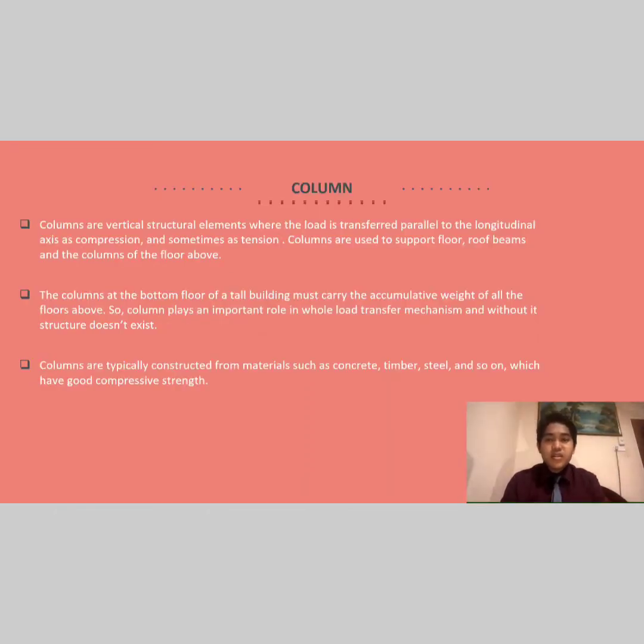Columns are vertical structure elements where the load is transferred parallel to the longitudinal axis as compression and sometimes extension. Columns are used to support floor, roof beam, and the load columns of the floor above. The columns at the bottom floor of a tall building must carry the accumulative weight of all the floor above. So column plays an important role in wall load transfer mechanism, and without it structures does not exist. Columns are typically constructed from materials such as concrete, timber, steel, and so on, which have a good compressive strength.